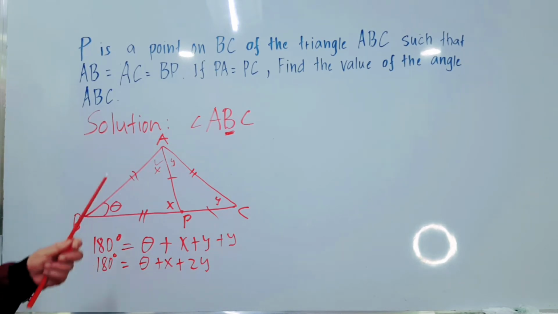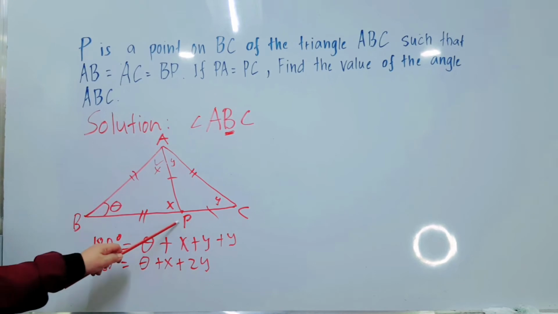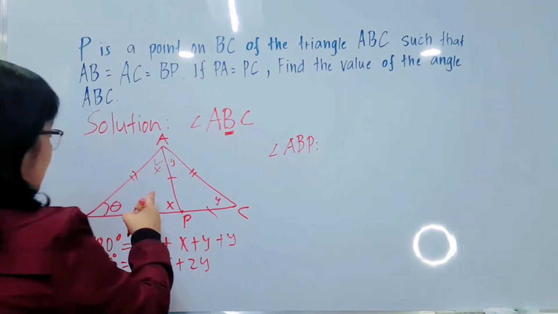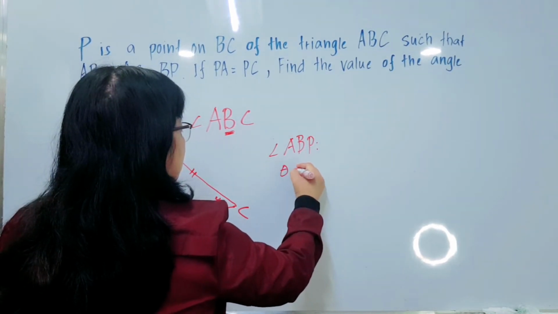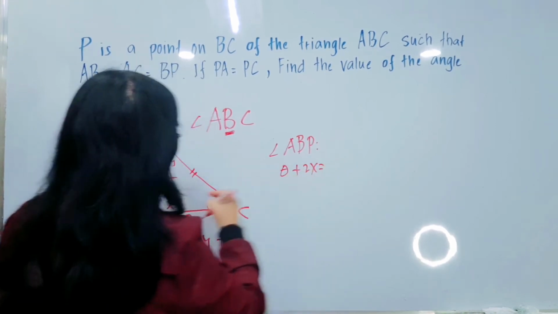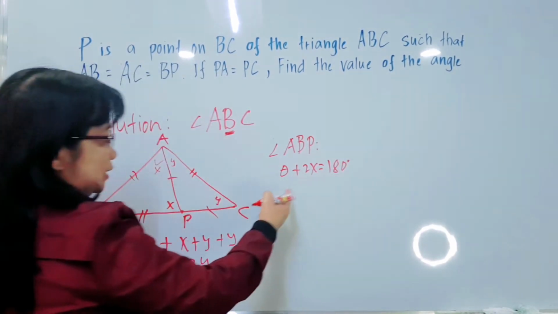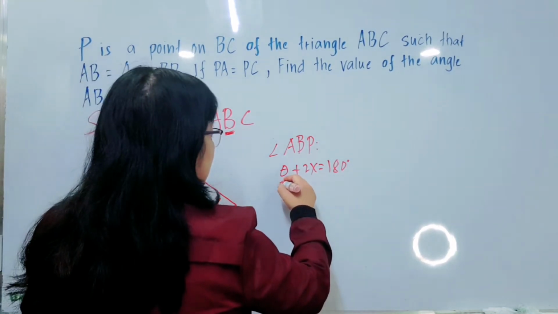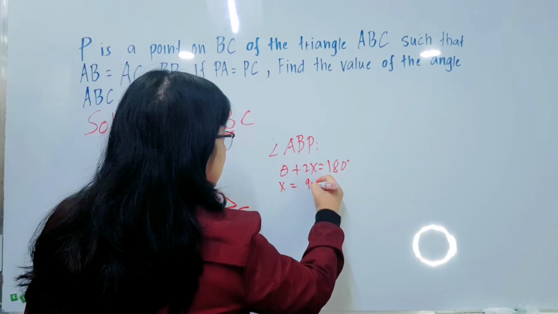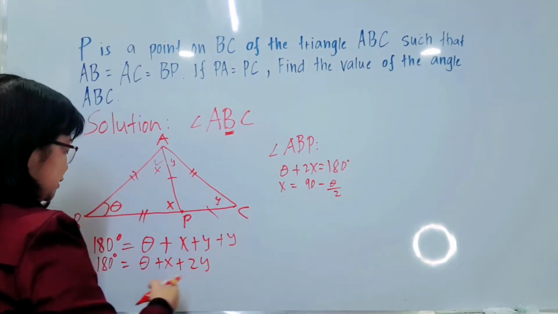Now, because we are looking for the angle theta, in triangle ABP, we have theta plus x plus x, so plus 2x, is equal to the sum of the interior angles, 180 degrees. So, here is another equation. We divide this by 2, and x therefore is equal to 90 minus theta over 2. This is another equation.